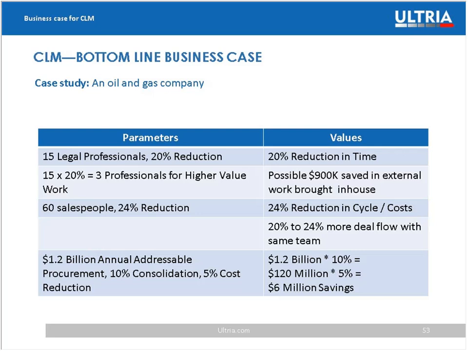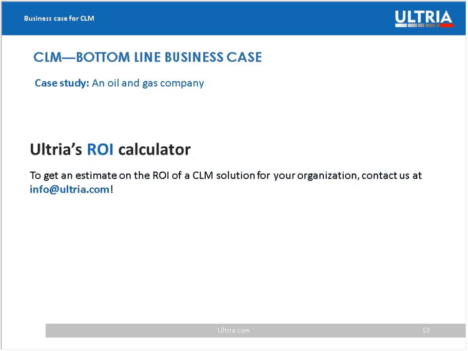So if I'm looking at a $1.2 billion addressable procurement spend, I'm looking at a 10% reduction in volume. It's $120 million through consolidation. 5% of that $120 million category equals $6 million in hard dollar year-over-year savings. So both of these help define what a quantifiable value may be.